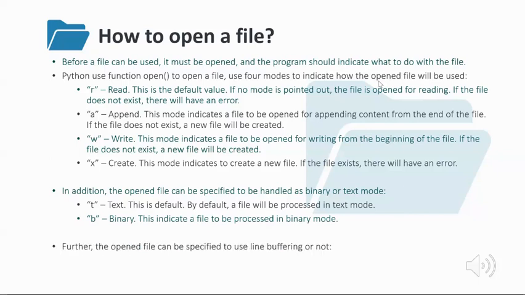Further, the open file can be specified to use line buffering or not. 0 means no buffering. 1 means line buffering is performed while accessing a file.